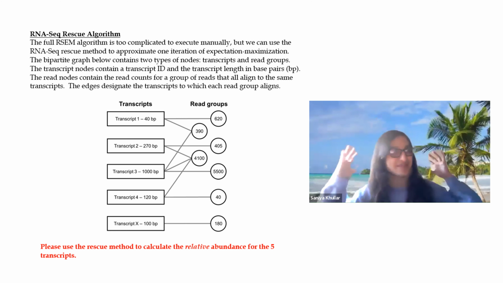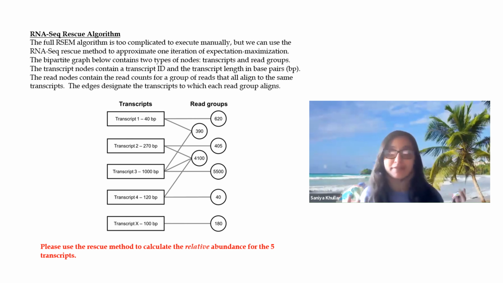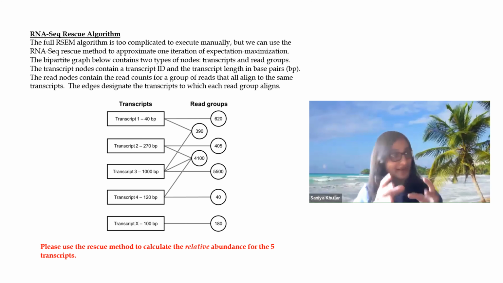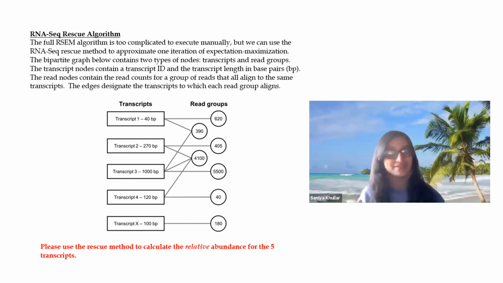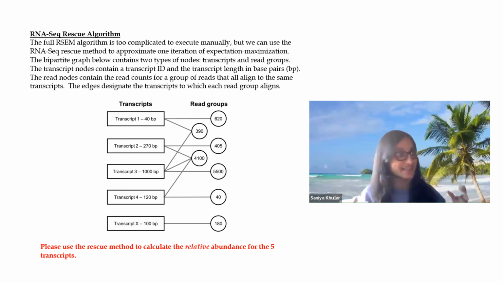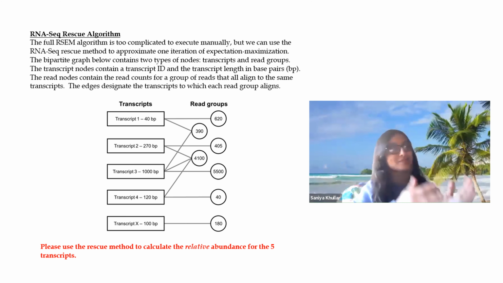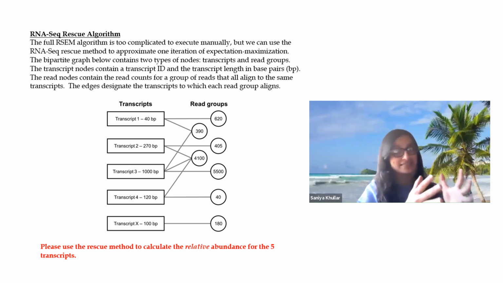Expectation maximization can be very complicated to execute manually, but I want to explain a little bit about it and work through an example called the RNA-Seq Rescue method. That's going to help us use just one iteration of expectation maximization. We're going to be working with a bipartite graph that has two types of nodes, transcripts and read groups. So just stay with me, and I'm going to walk you through a computational example of the RNA-Seq Rescue method. Thank you.